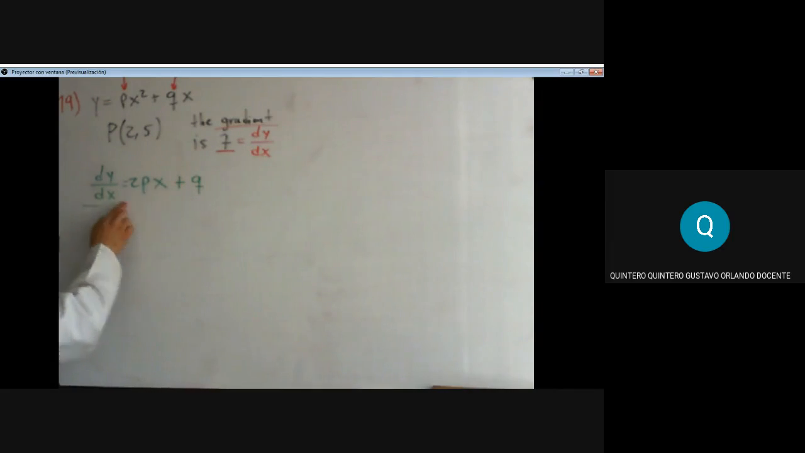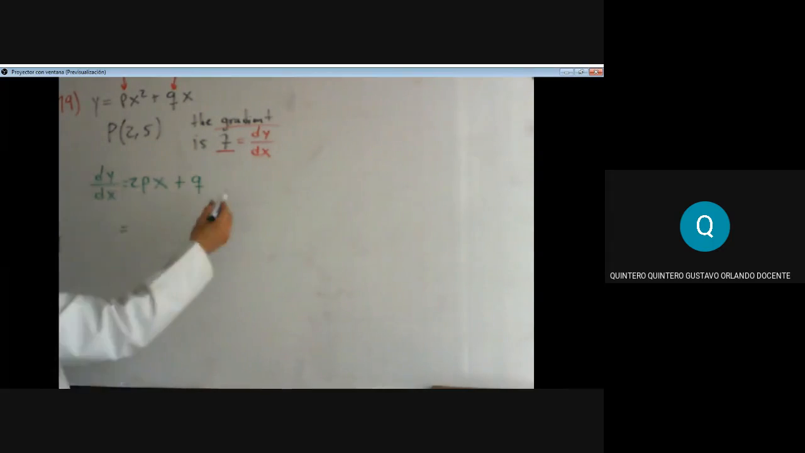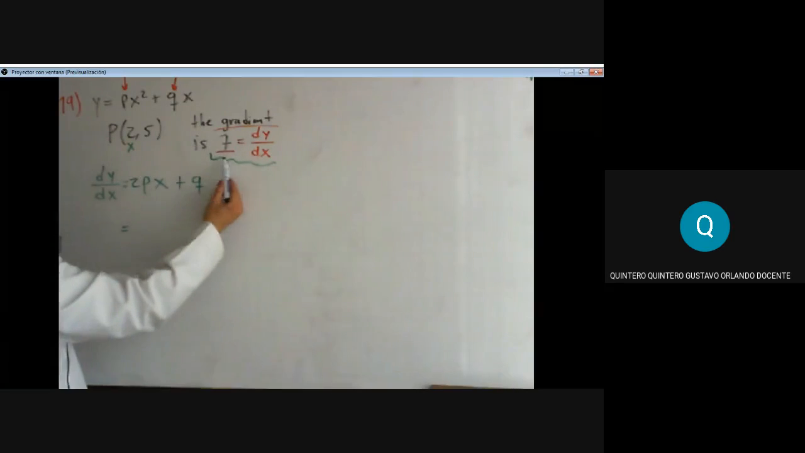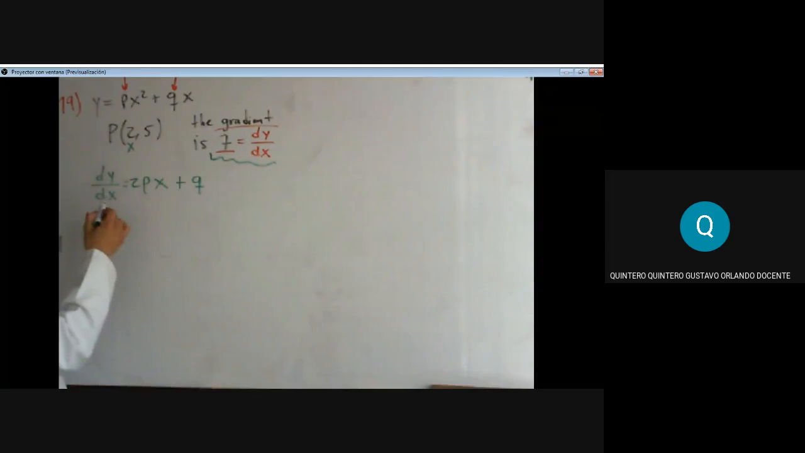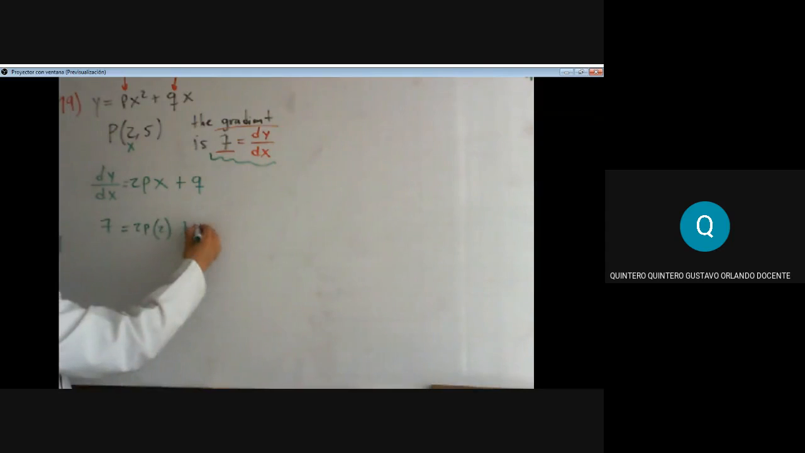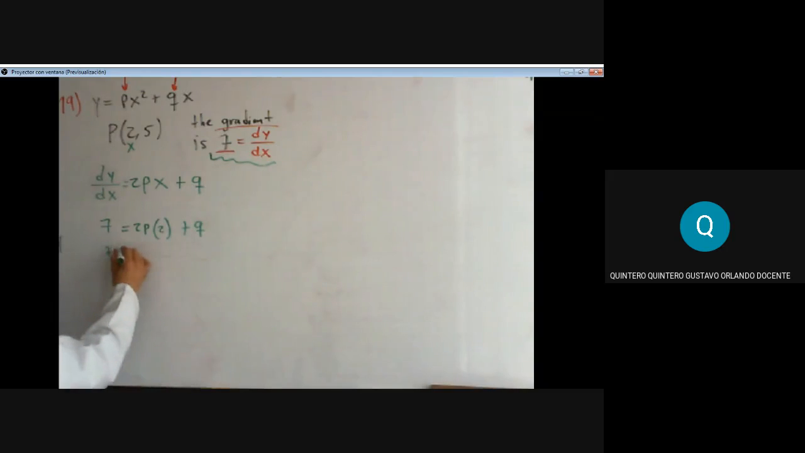And why is this important? Because we know if we replace with the values we know, the derivative and the value of x, we're going to have an easy to solve equation. What's going on with the camera? There we go. If we replace the derivative by 7 and the value of x, which is 2, look at this. 7, which is the derivative, right? 7 equals 2p times x, the value of x equals 2, plus q. There we go. All right. If we simplify this, it will be 7 equals 2 times 2 is 4p plus q.